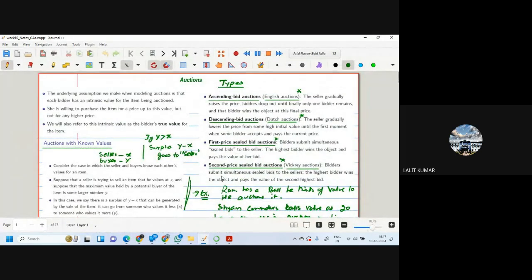So week 10 is all about auctions, various types of auctions, what the buyers should bid in all types of auctions, and what the sellers' revenues are.